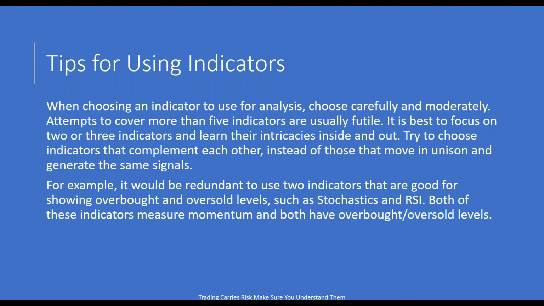For instance, it would be redundant to use 2 indicators that are both good for showing overbought and oversold conditions, such as stochastics and RSI. But if you like overbought and oversold, you can find an indicator like MACD that has 3 different uses, and you can use it to confirm your stochastics.